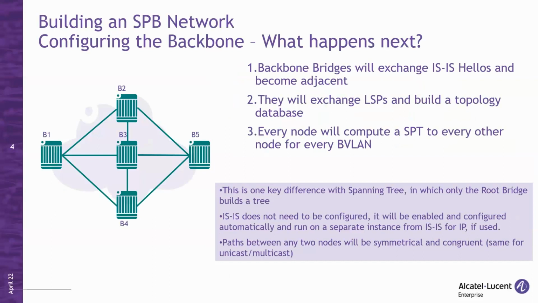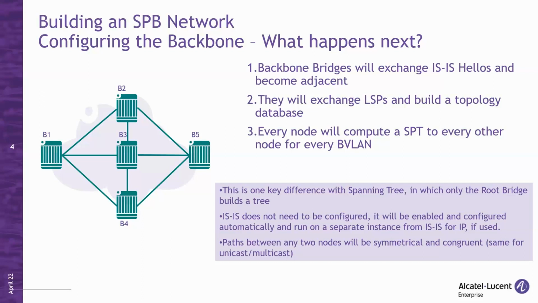So what happens next? ISIS hello messages will be exchanged over the control backbone VLAN and nodes will become adjacent. They will exchange LSPs and build a topology database. More precisely, every node computes a shortest path tree towards every other node, and this is done on every backbone VLAN such that different backbone VLANs can use different paths when multiple paths exist. And once again, this is one of the key differences with spanning tree because in spanning tree there is only one root and one tree.